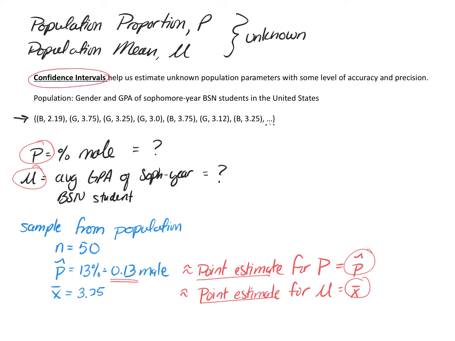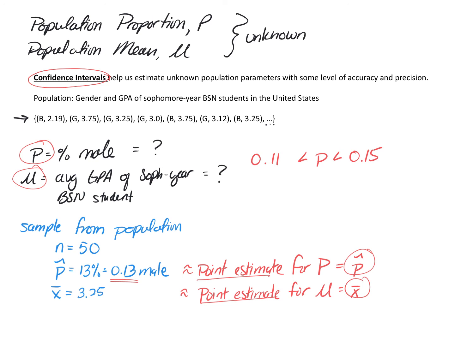A confidence interval is a range of values. So instead of just using one point to estimate for P, I use a range of values. For example, we will say that a good estimation for P is between some lower limit, so let's pretend that's 0.11, up to some upper limit of 0.15. And so here we have a range of values to estimate for P instead of just one point.